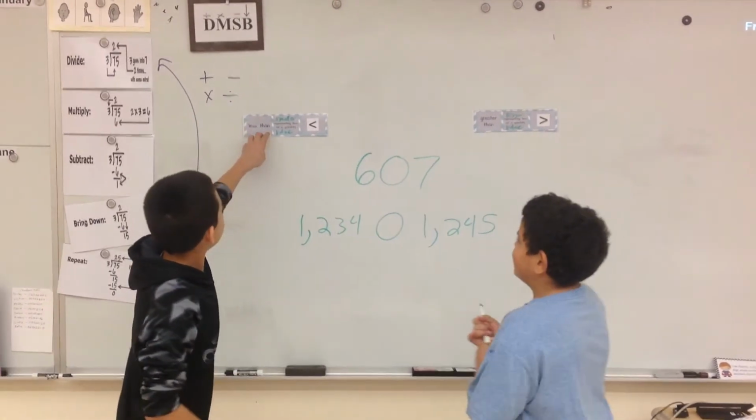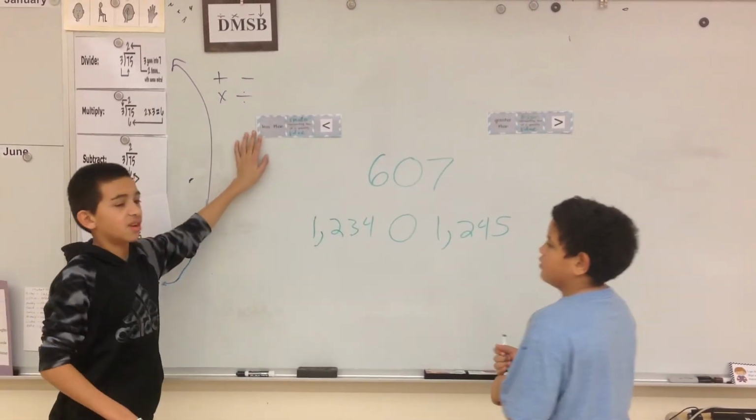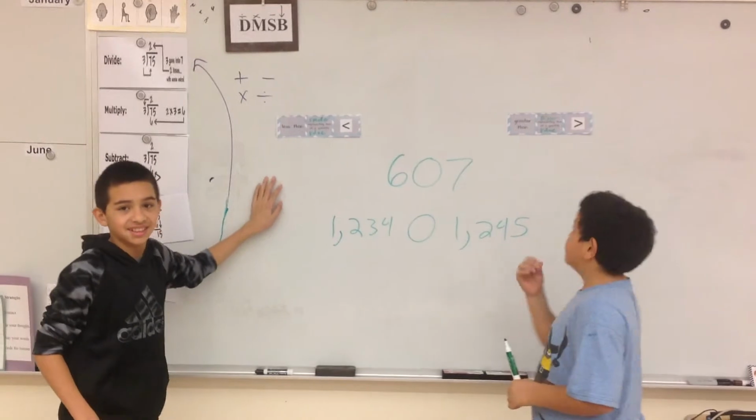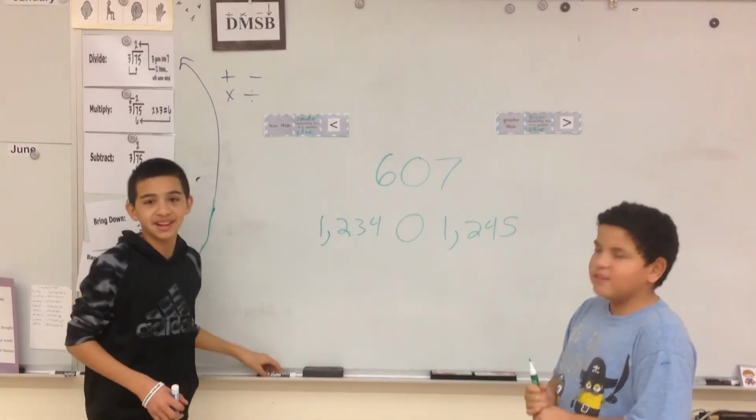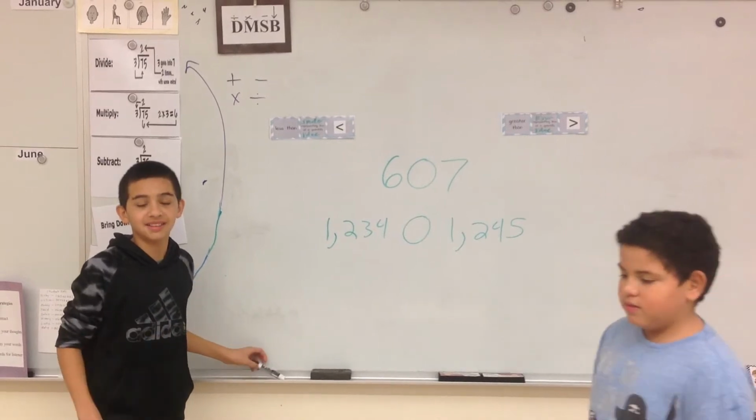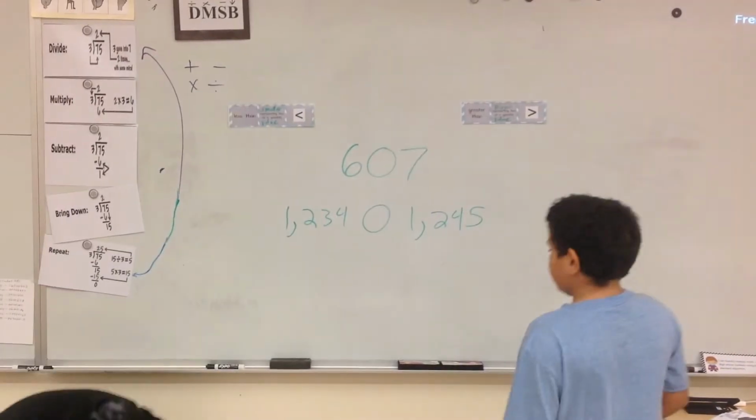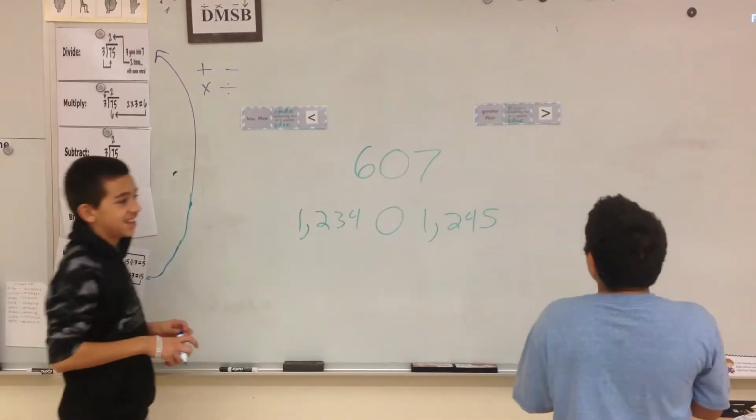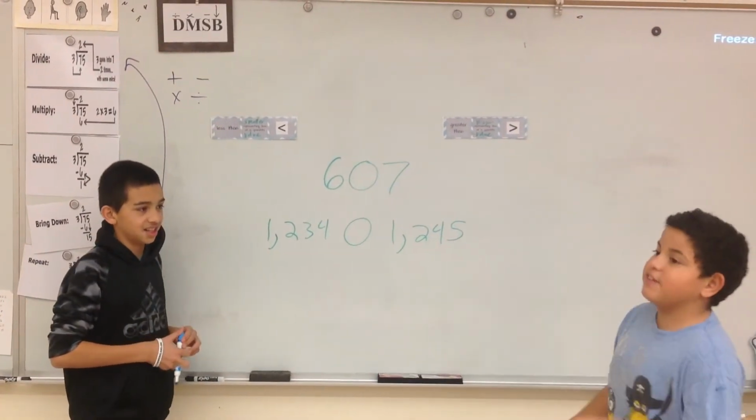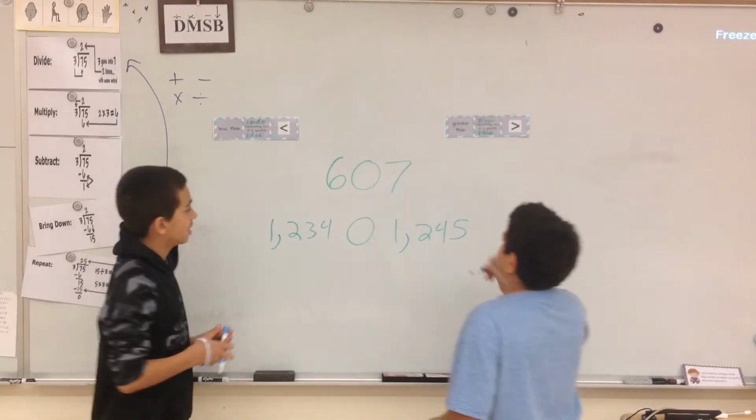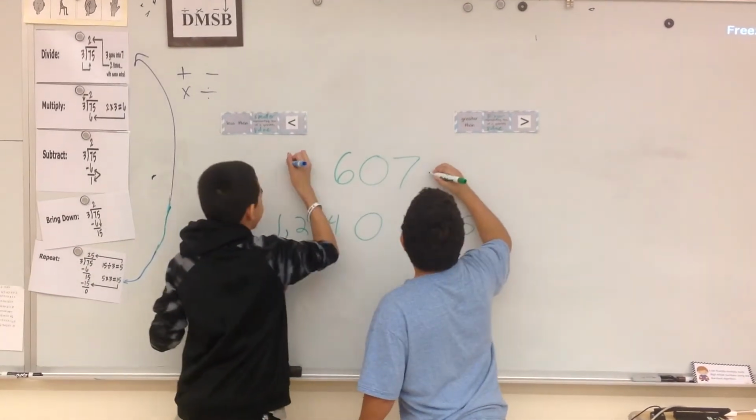Less than is a number with a smaller value. Greater than is a number that's bigger, that has a bigger value. Ready to do the dots.